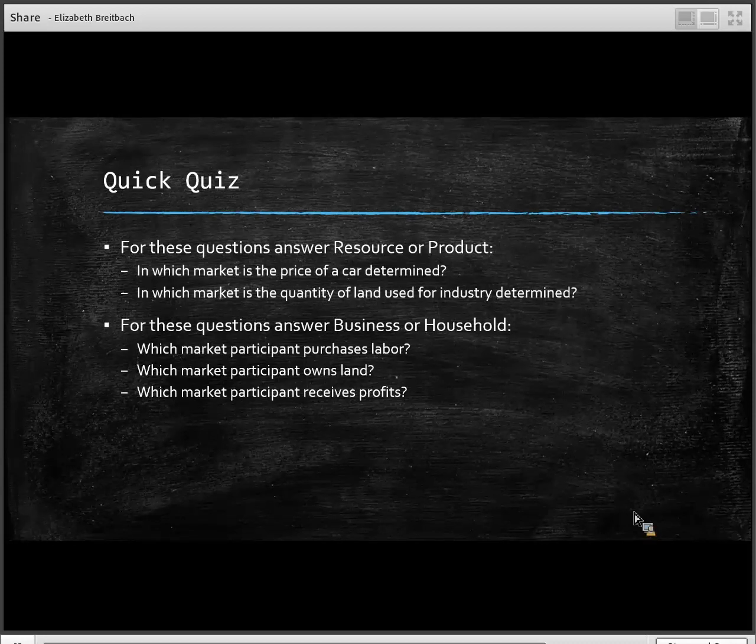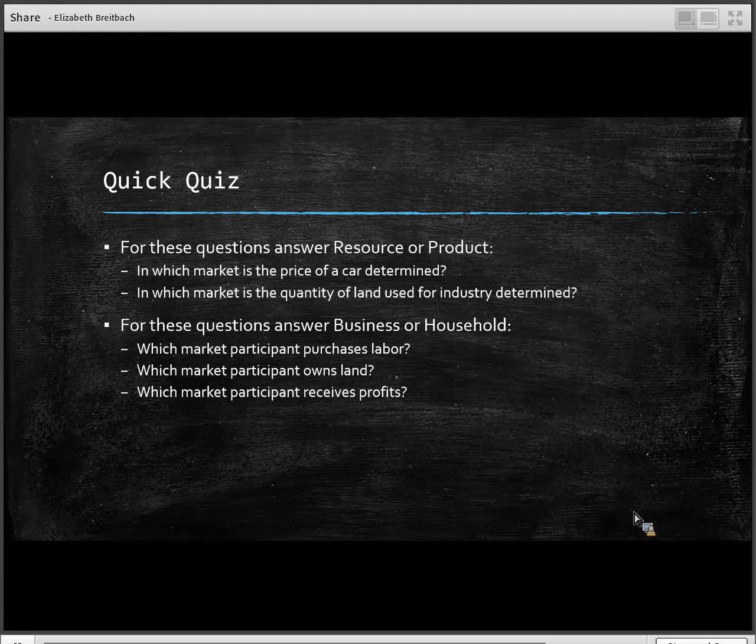All right, so for the first question, in which market is the price of a car determined? We're talking about the end user of a car being a household, and so the price of the car is determined in the product market. For the second part, in which market is the quantity of land used for industry determined? This is a resource market. So how is this land being used? It's being used for industry, and that's a resource market. It's going to be part of the factors of production.